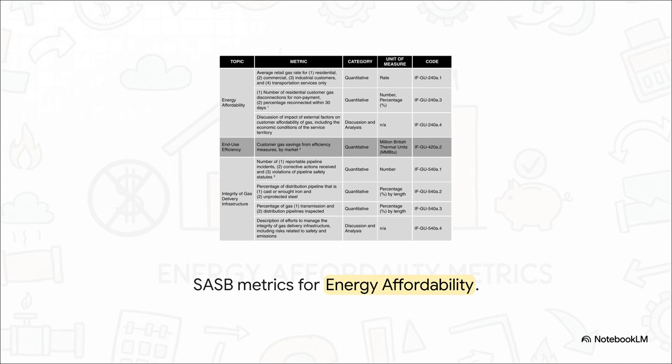Moving right along to Part 2, calculating average retail rates. Now, what's super interesting here is how we translate that delicate balancing act into raw, standardized financial data. Like, how do we put an actual number on affordability? Well, diving straight into the standard, we hit metric IFGU 240A.1. This specific rule mandates the quantitative disclosure of average retail gas rates. But before a utility can report this accurately, they first have to define exactly what kind of gas service they're actually providing to the consumer.